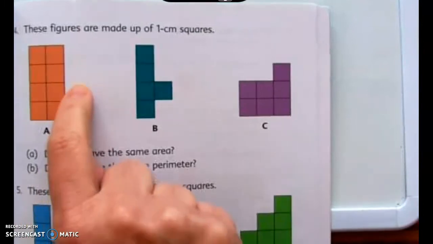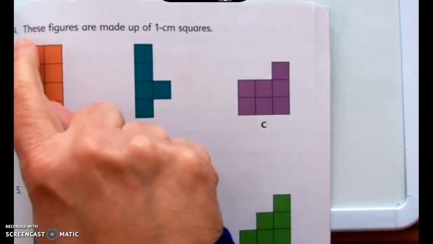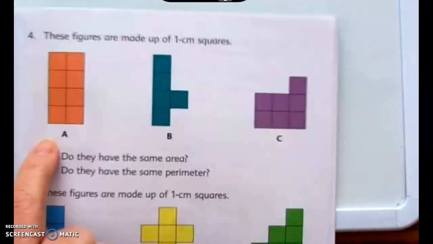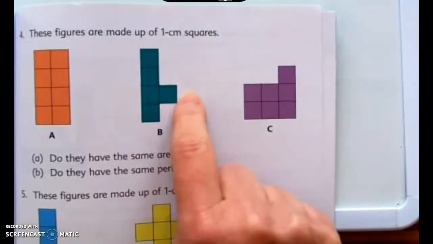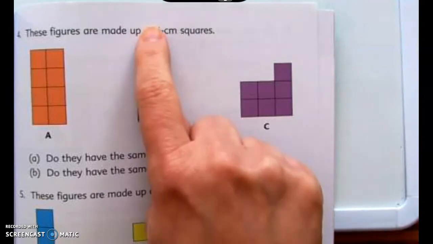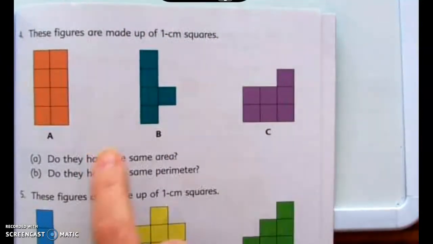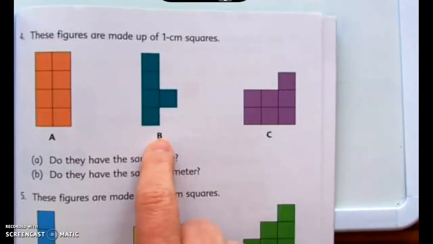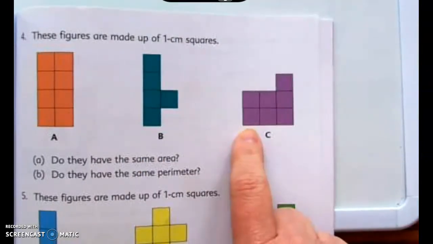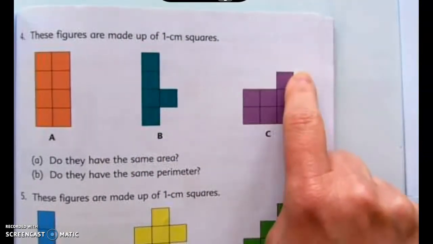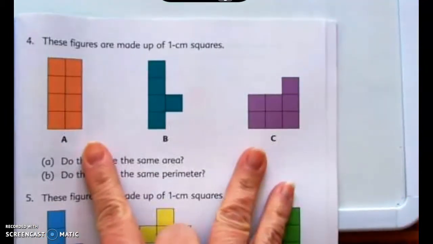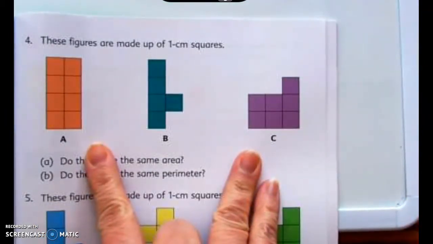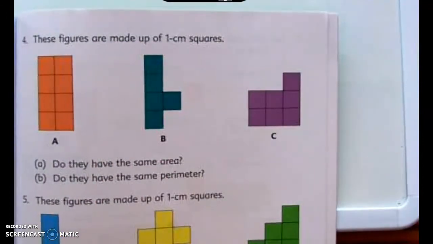1, 2, 3, 4, 5, 6, 7, 8, 9, 10, 11, 12. This one has 12 for a perimeter. Let's try this one. 1, 2, 3, 4, 5, 6, 7, 8, 9, 10, 11, 12. Ooh, they have the same perimeter. Doesn't look the same, but it is. Let's try this one. Again, 12. All three have 12 centimeters for the perimeter, even though their areas are all different.